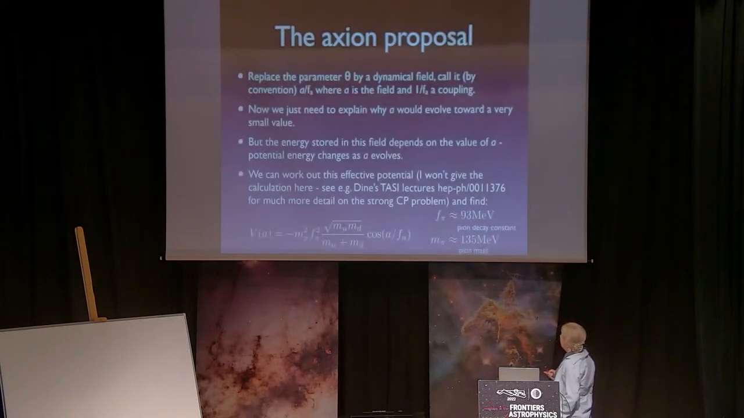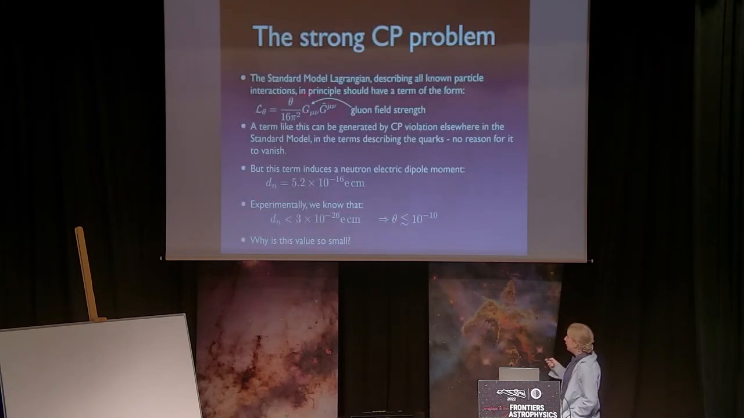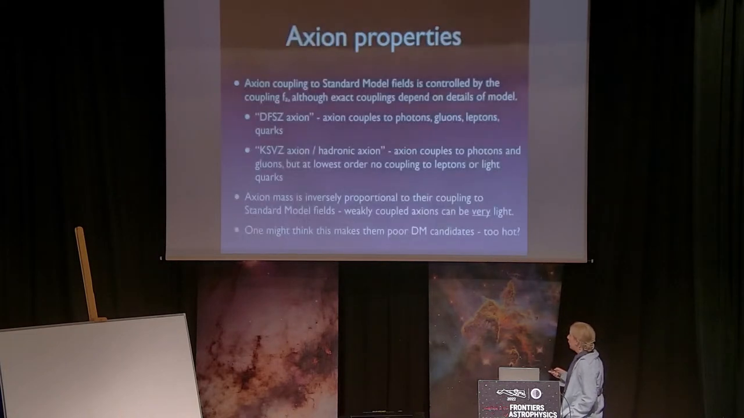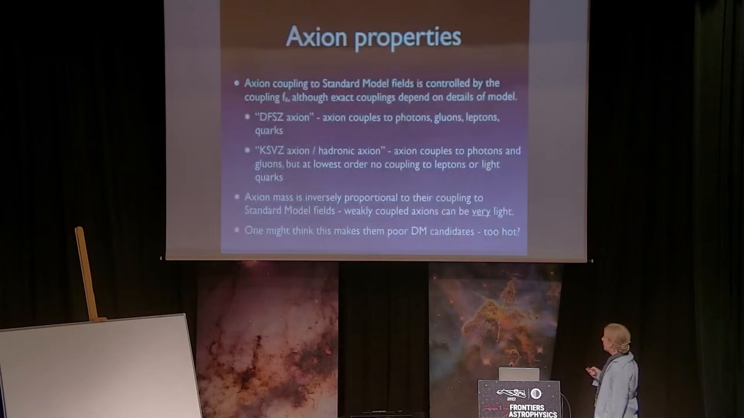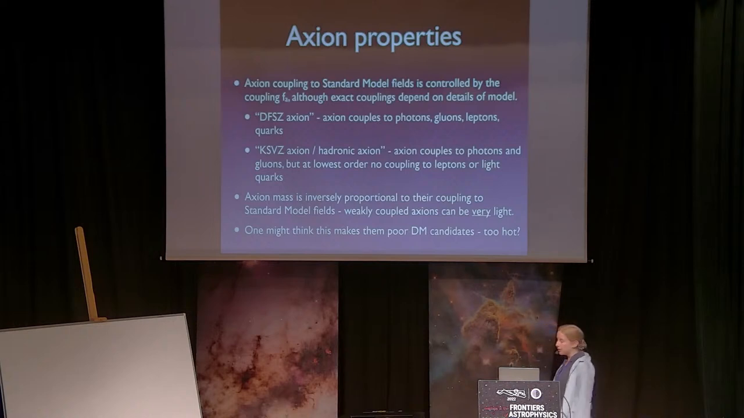All right, so recall that we replaced theta with A over FA. So 1 over FA is like the effective coupling of the axion to the field strength of the gluons. So 1 over FA controls all the couplings of the axion to the standard model fields. Now, we wrote down this defining coupling that the axion couples to the gluon field strength. It can also couple to other standard model particles. The details of those couplings depend on the details of the model and, at the UV level, where exactly this A field comes from. So the DFSZ axion has couplings to photons, gluons, leptons, and quarks. The KSVZ, or hadronic axion, has a different set of couplings where the axion basically couples only to photons and gluons.